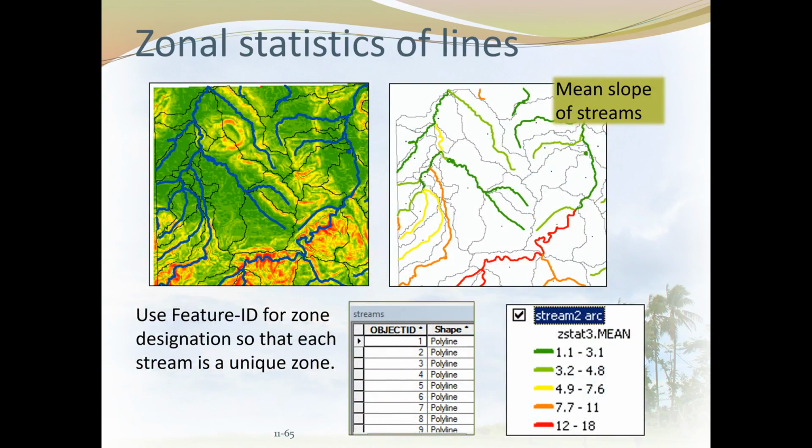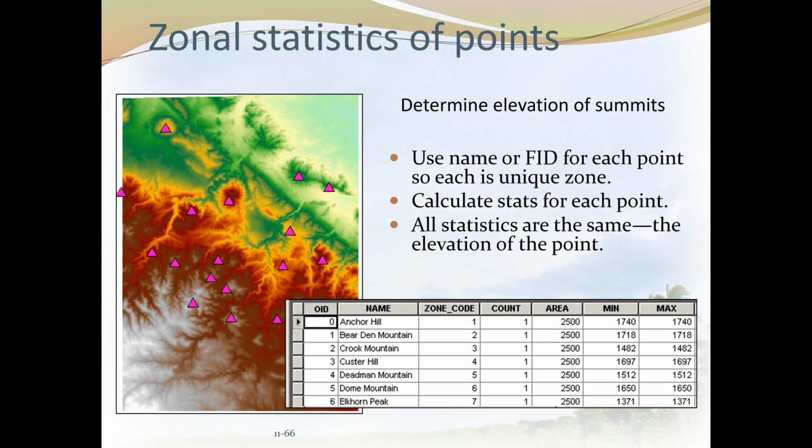So the zonal statistic function can also assign values from a surface to line or point data, such as finding the average slope along a stream section or attaching an elevation value from a DEM to a layer of wells. And each line or point must have a unique name or ID value that identifies it as a distinct zone.